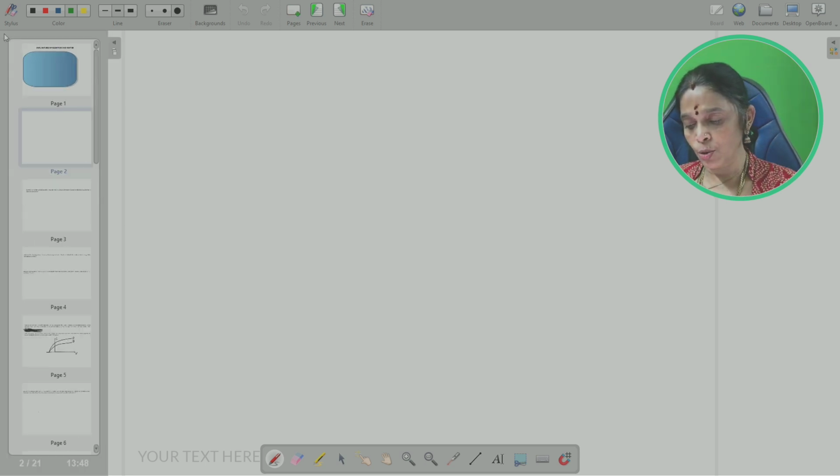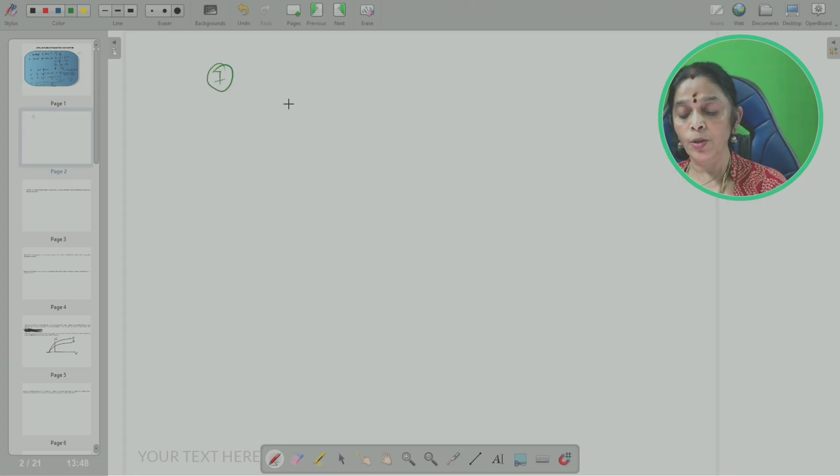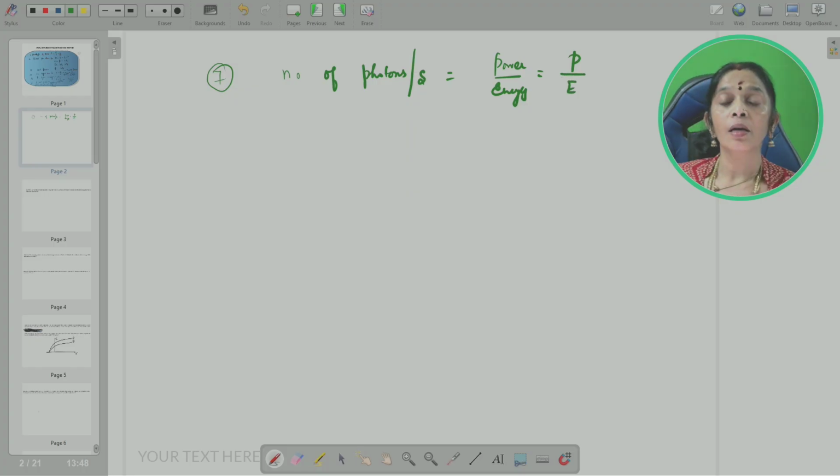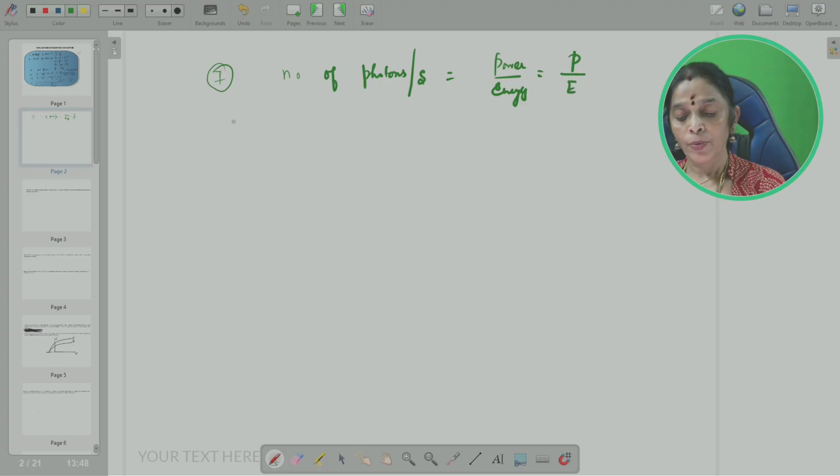We also need to know about the 7th one. Let me write here the 7th one, that is number of photons emitted per second. That can be written as power by energy. So that is equal to P by E, that is number of photons per second.